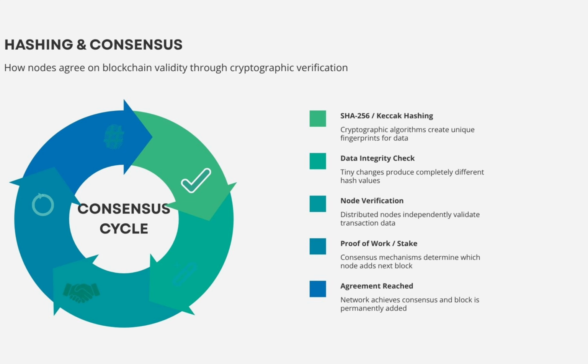Then we have the consensus mechanism. I hope I'm pronouncing this correctly. Since public blockchains are decentralized, nodes must agree on what is valid. So this is what is called consensus. For example, we have proof of work and proof of stake. These are the two models we have. You can use any one of these models to build your public blockchain.